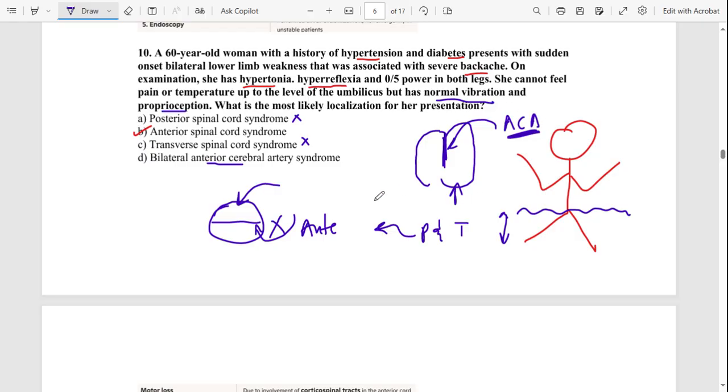But now, why are we going to disqualify it in this case? Let me hear from others who can help me. How are we going to disqualify D? If we are only picking, of course anterior spinal cord syndrome is going to be true, but then why are we going to disqualify D?